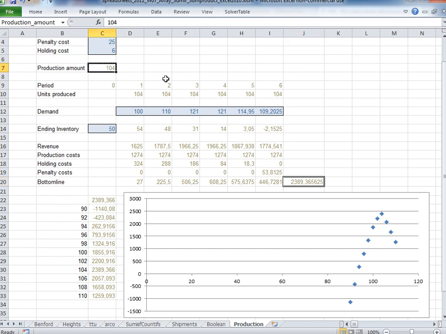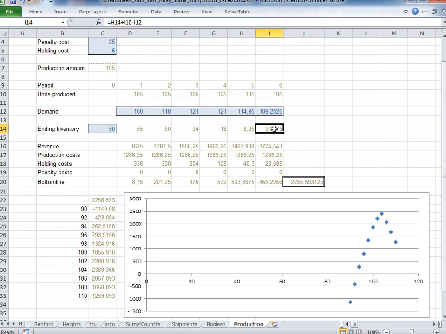Now, let's enter 105. Let's see what happens then. Now the profits are already smaller. We won't have, though, any penalty costs. So what we see here is a kind of a compromise between penalty and holding costs. This is something we see, for instance, in economic ordering quantity models and business as well. So something that really comes up in different models.